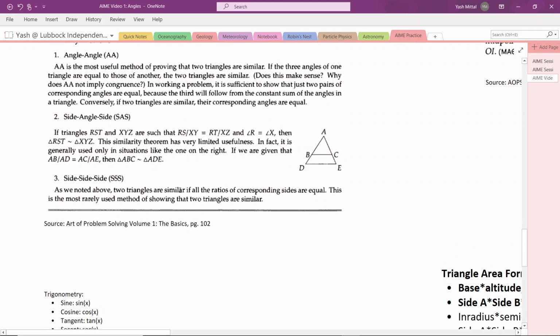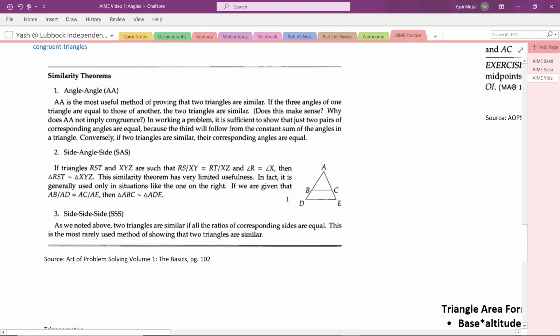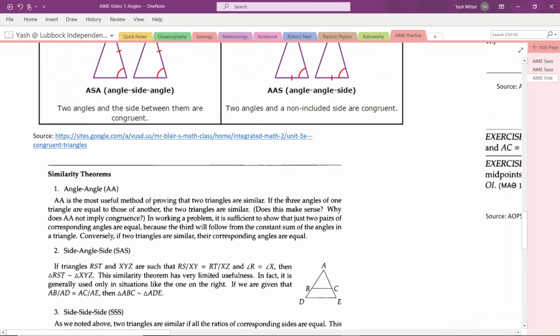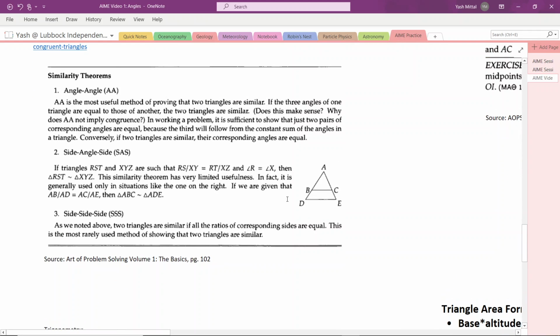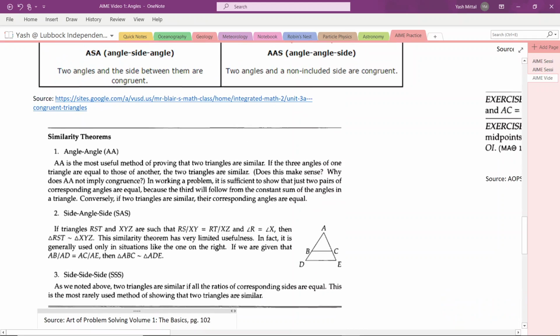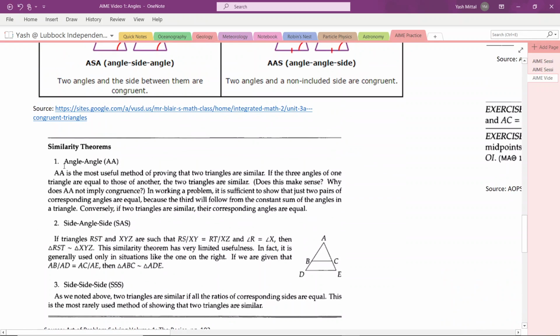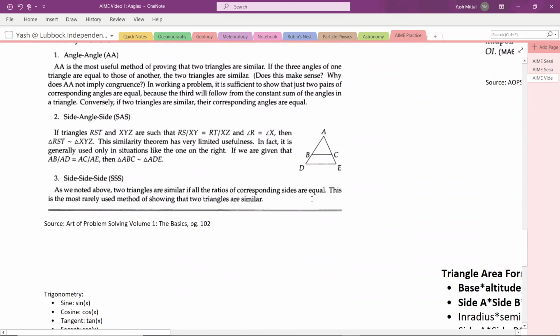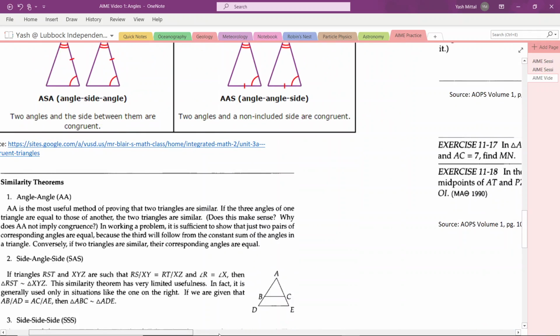Now, the two triangles are similar if the ratios of all the corresponding sides are equal. So you can show that all three sides have the same ratios. That means it's similar. Usually, this one is going to be the most important. Now let's get on to solving problems with that.